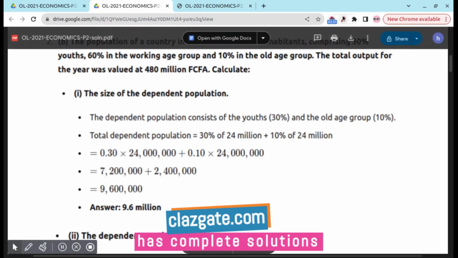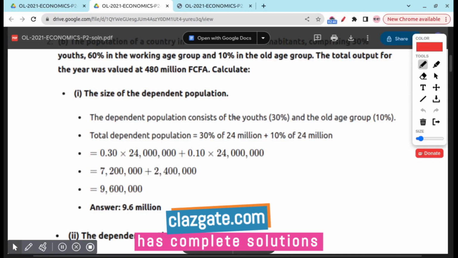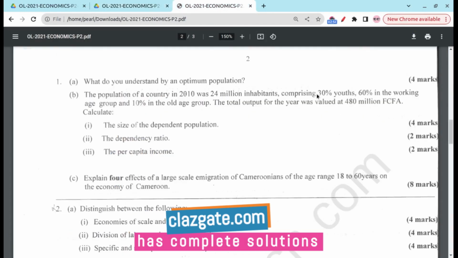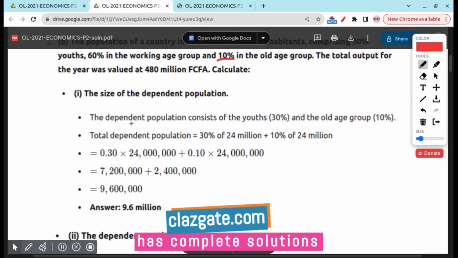So I'll use my pencil here. Because this is it, we have 10% old age group and 60% working population. 30% is up here, but you see this is 30% youth and 10% old age group. So back to this. The dependent population consists of 30% youth and 10% old age group. That's what I was saying.